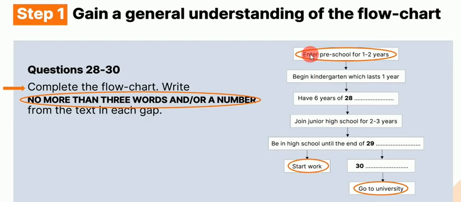So have you guessed that this flowchart shows different stages of an education system? Yes, you're right. This flowchart is based on a reading passage called the American Education System. It shows the stages that a student completes as they progress through this system.